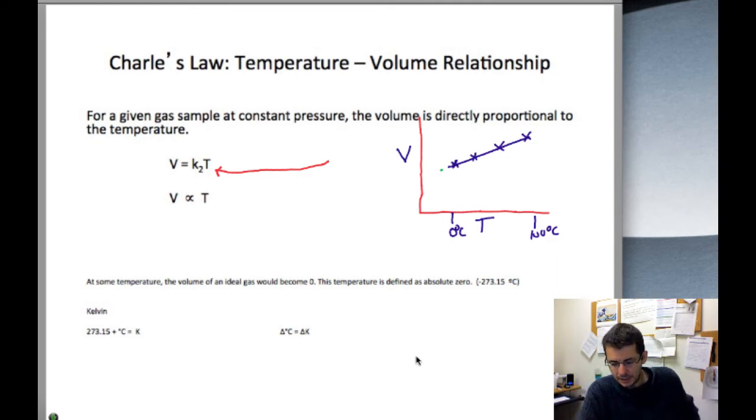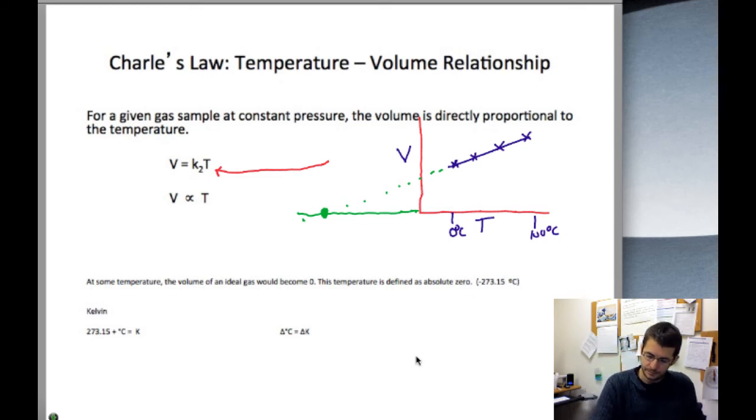As you decrease the temperature, the volume will go down too, until at some point the volume will become 0. It's not like you can make a negative volume. You can't have something that takes up less space than it has. What this implies is that there is some bottom temperature. Well, that temperature is what we call absolute zero.